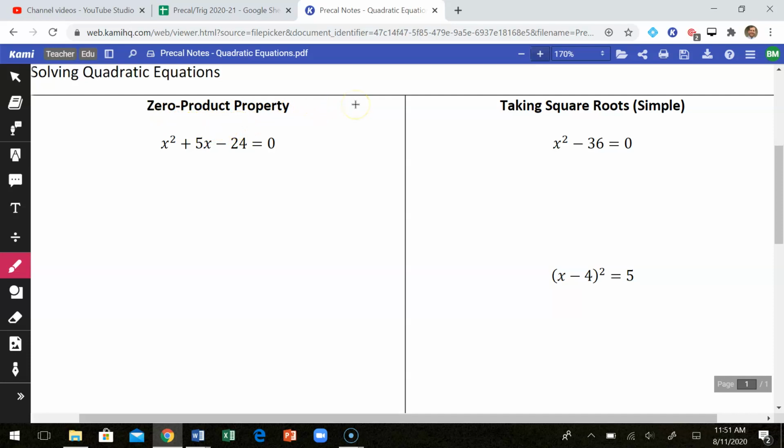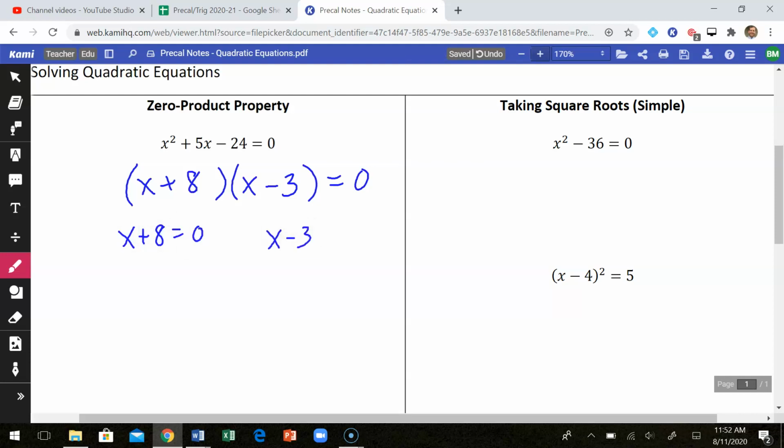And that is, if you have a quadratic equation, you want to get it set equal to 0. And then you want to see if you can factor the left side, and then set each one of those factors equal to 0. So what we're looking for here is two factors that would multiply to negative 24 and add to positive 5. So that would be positive 8 and negative 3. And then the zero product property says that I can then set each one of those equal to 0 and solve. And so what I'm getting here is x equals negative 8 and x equals 3.